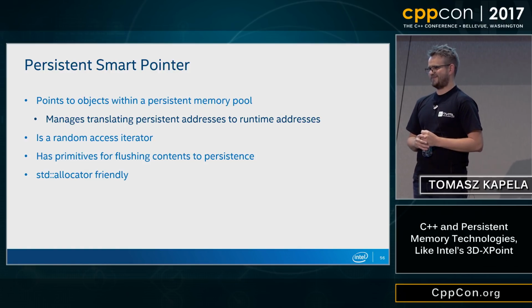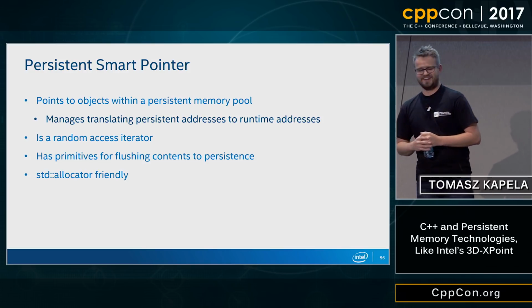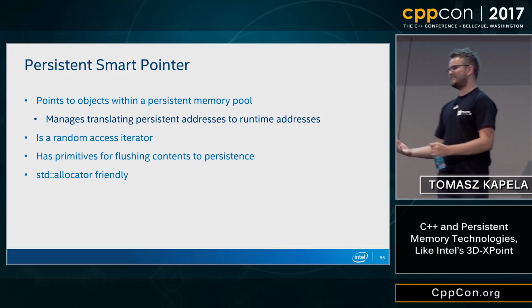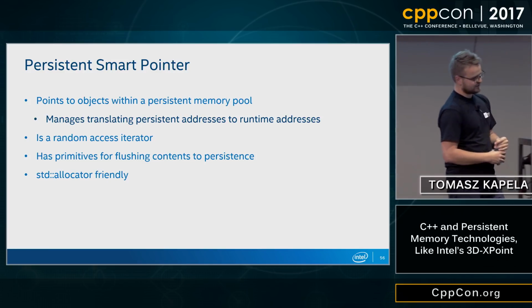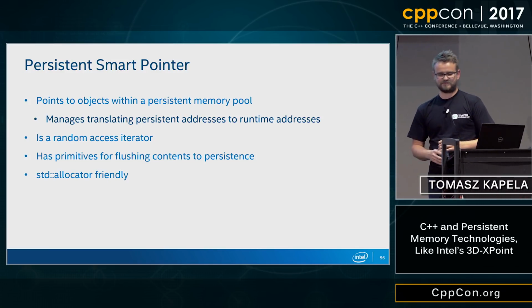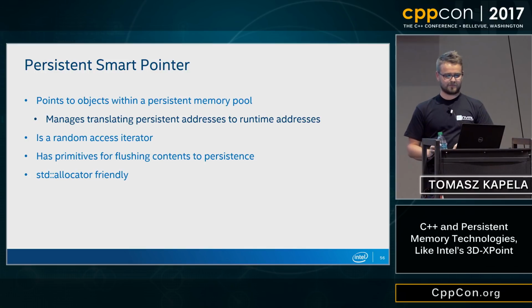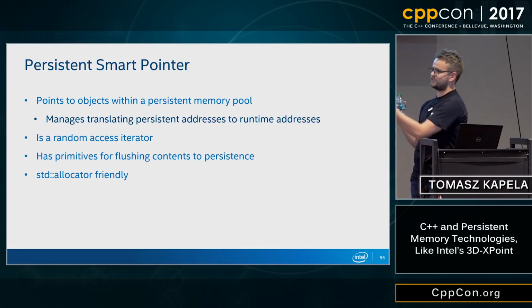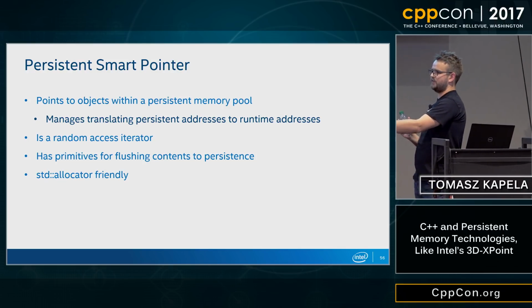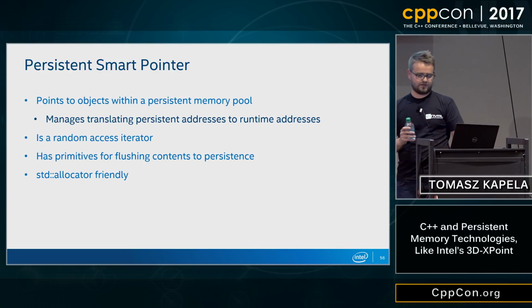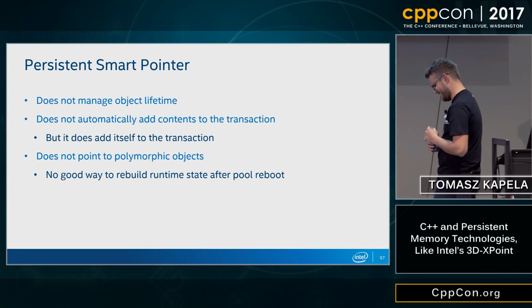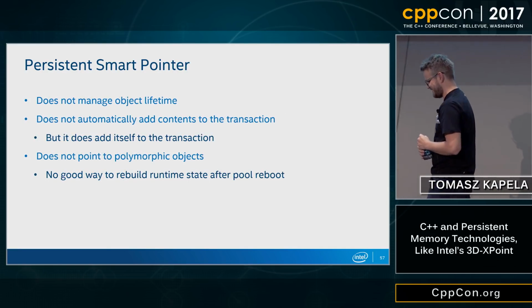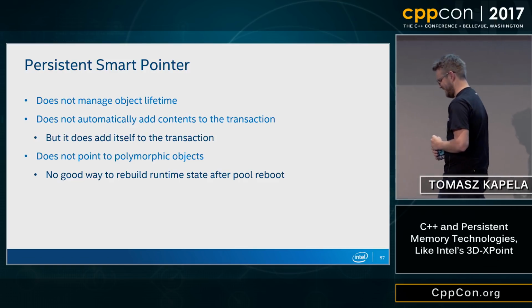And I'm going to argue that it should. It's just that it's not really trivial. There are problems, but I don't like that it doesn't, and I think that it should. And the persistent pointer has all the typedefs necessary for it to be allocator friendly. So yes, the first bullet on the next slide does not manage object lifetime, and I don't like it.